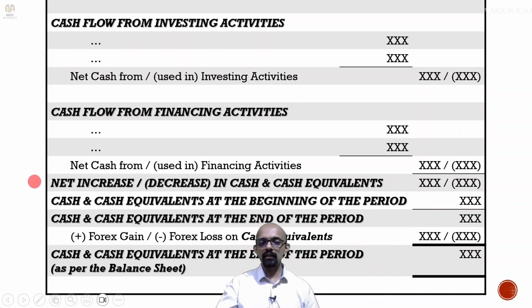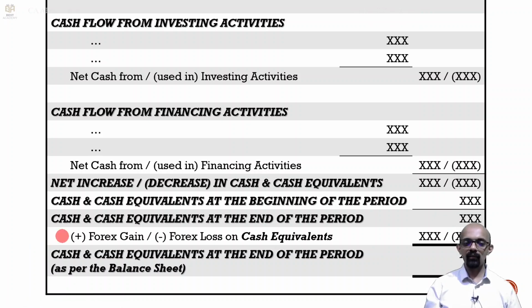Then we get net increase or decrease in cash and cash equivalents, then cash and cash equivalents at the beginning and at the end. Now, even in direct method, we need to adjust forex gain or forex loss, because this cash and cash equivalents at the end will be before forex gain or loss. And when we say forex gain or loss, we are talking of only that portion that relates to cash equivalents.